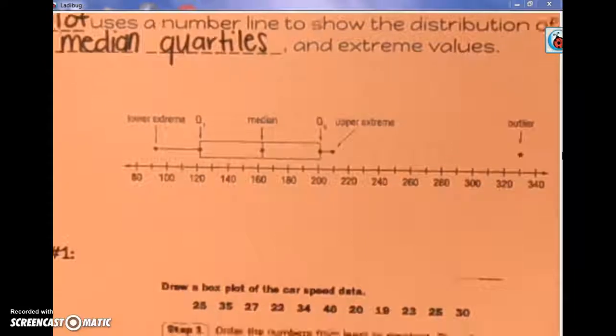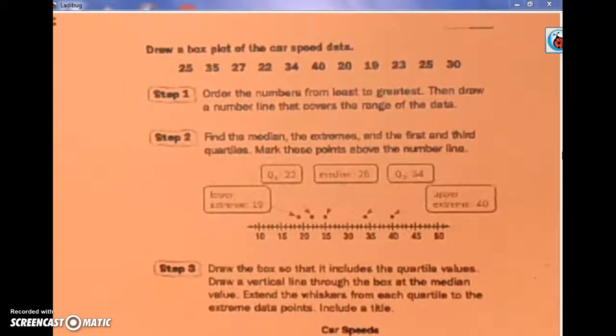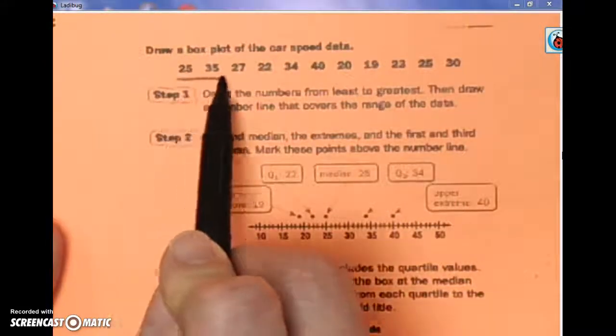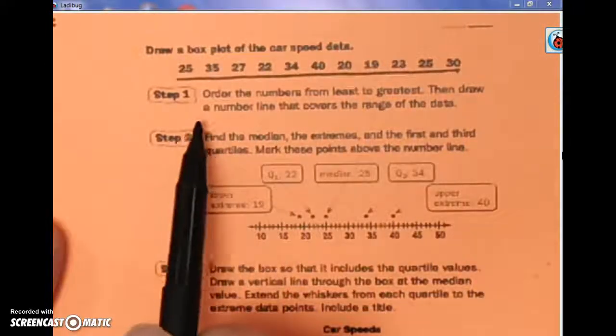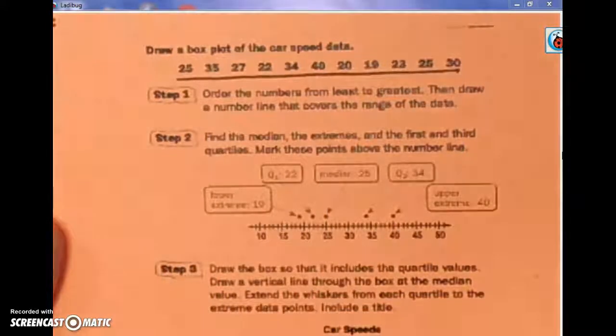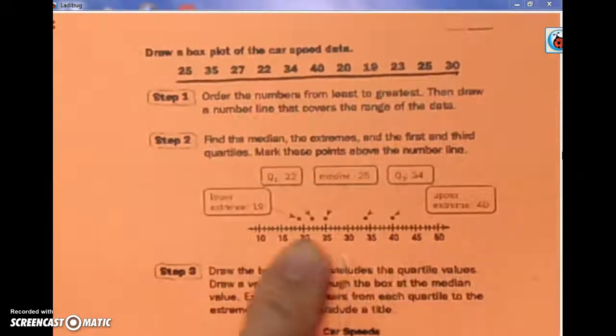But let's actually take a look at an example to start us off with. So they usually start by giving you a set of data. With that data, you need to order the numbers from least to greatest. Then you're going to draw a number line. That's why they have a number line right here.